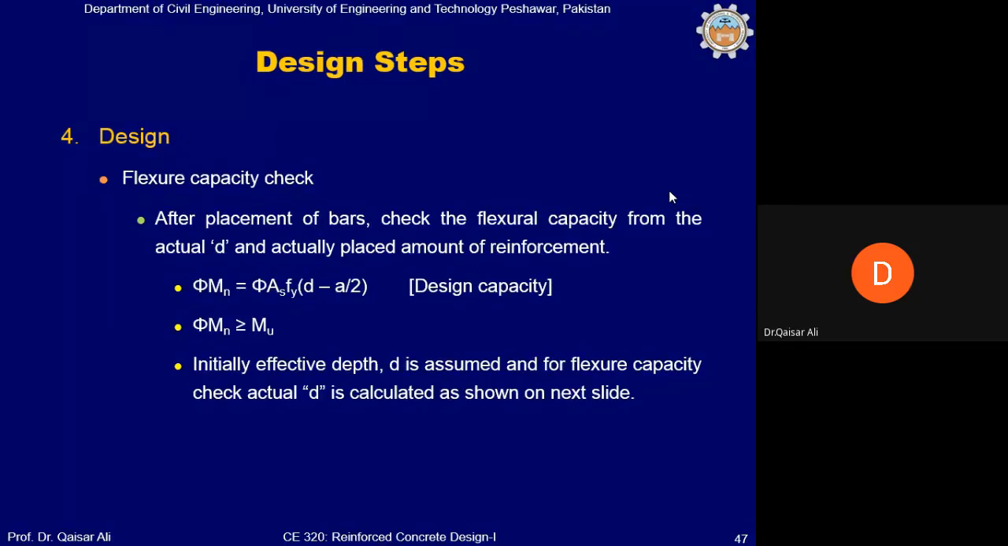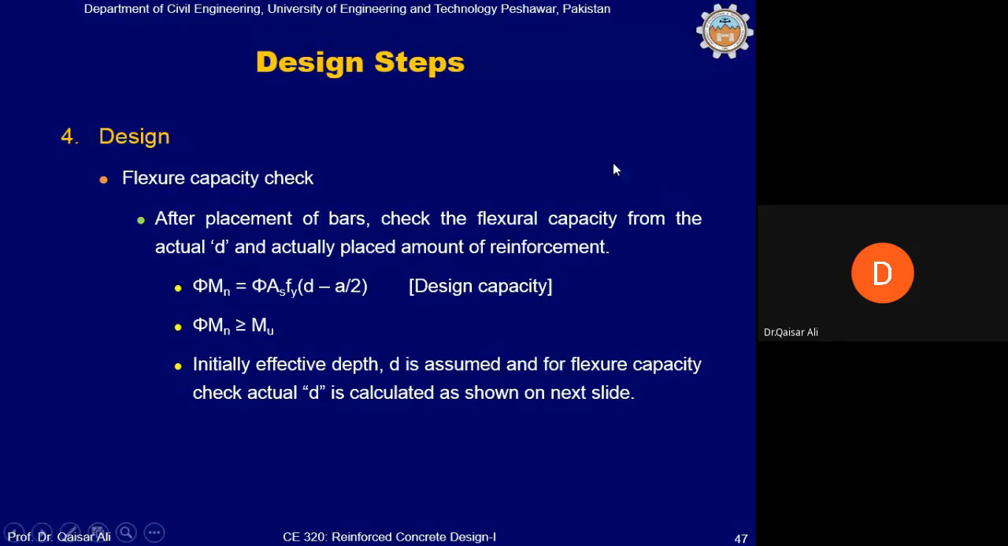So if the final effective depth calculated after the placement of reinforcement is less than what has been assumed in the beginning, it is possible that the actual phi Mn, after the placement of reinforcing bar, is less than what was assumed in the beginning. So this check must be done in this manner.